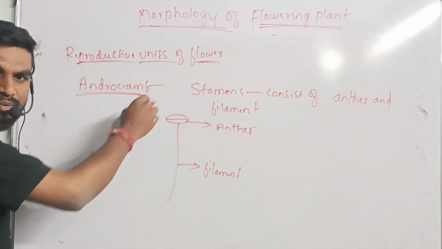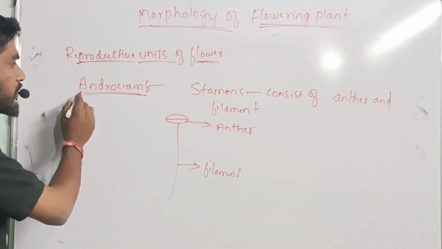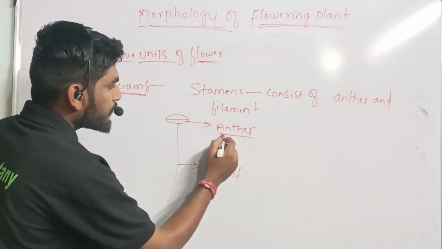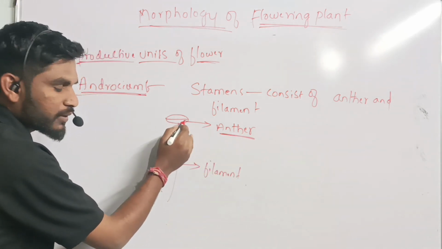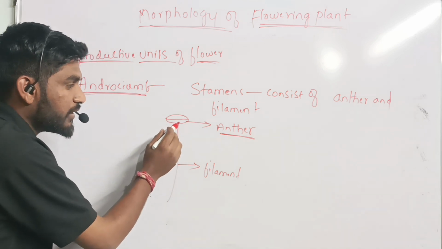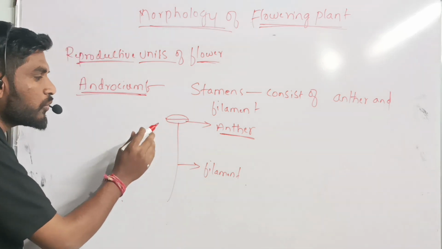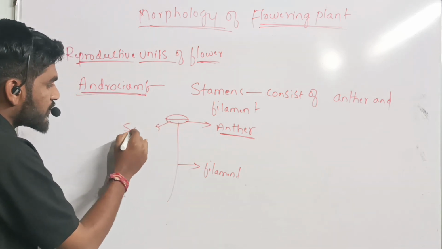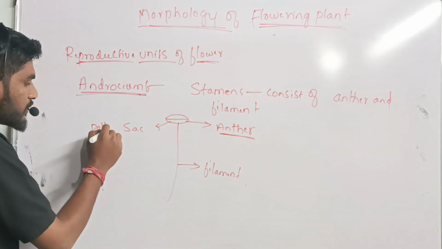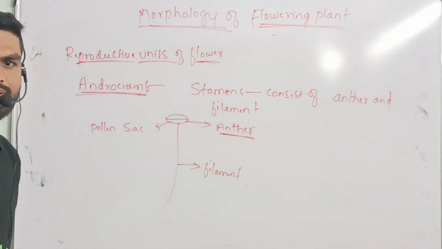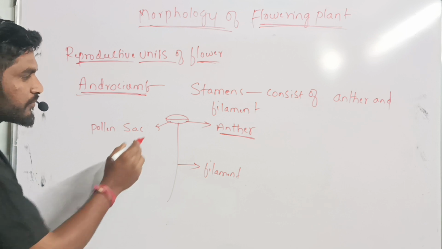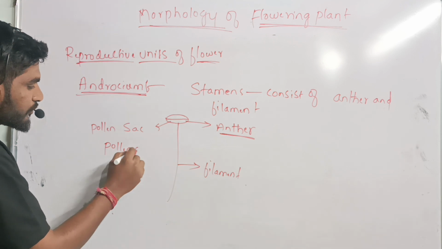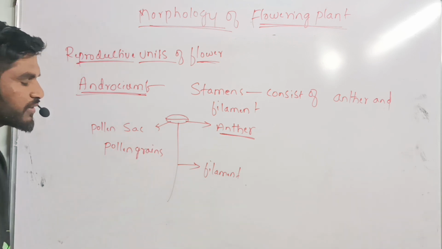This complete unit of a flower, we are calling it an Androecium, nothing but the male reproductive structures. The anther is usually bilobed. Each lobe consists of two sacs. Inside these lobes you can see sacs, commonly called pollen sacs. Inside the pollen sacs, pollen grains will be formed.